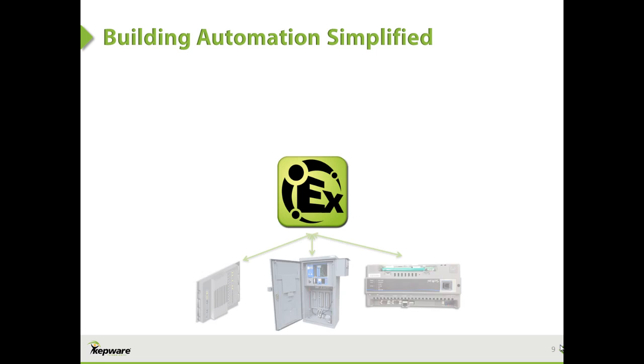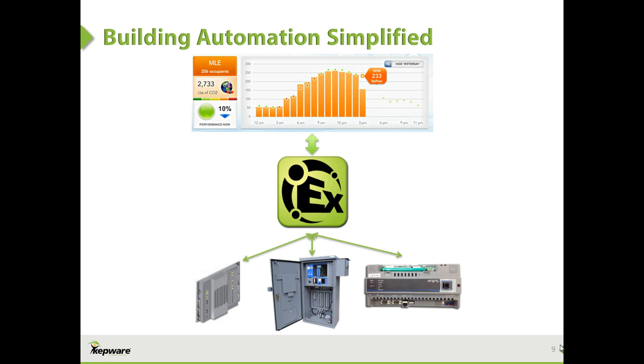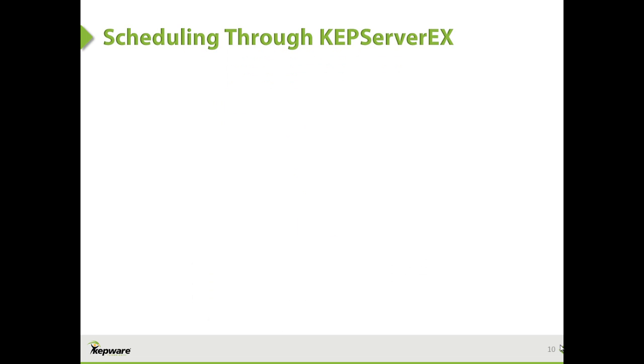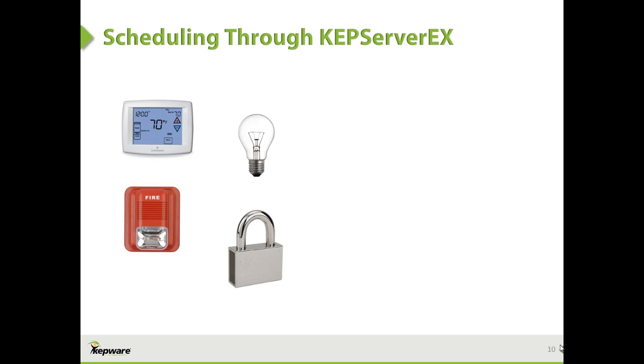In this industry, as in others, a communications platform like KEPServerEX is an attractive option. Data can be gathered from many different controllers, sensors, and systems used throughout the building and centralized in one place. Building engineers use calendars and schedules to control things like thermostat settings, lighting, alarm activation, and door locking, according to requirements from the business unit.